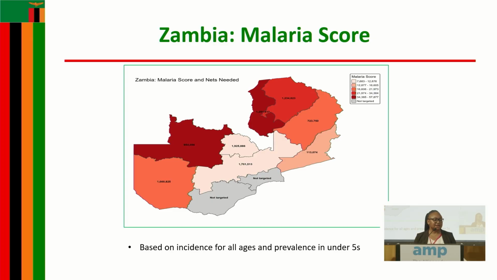Next slide. This map is just to show our malaria score, how we arrived at which provinces we're going to target for the campaign. This malaria score is based on the incidence for all ages and prevalence data in under 5s. As you can see, the darker shades, that's where we have the highest score, somewhere in Northwestern and Muchinga province. So the darker the shade, the higher the malaria score, the higher the burden.